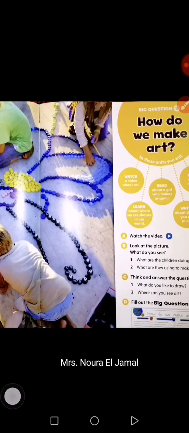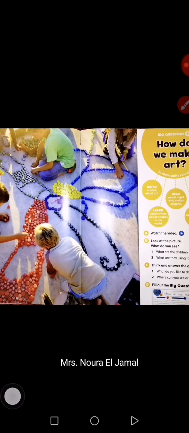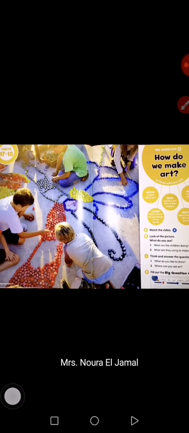Before we answer this question, I want you to look at this picture. What can you see here? We can see many children here. What are they doing? They are making different shapes using different colors: red, yellow, blue, orange. So they are making art. So now we understand from this picture that we will learn about art in these two units, 17 and 18.